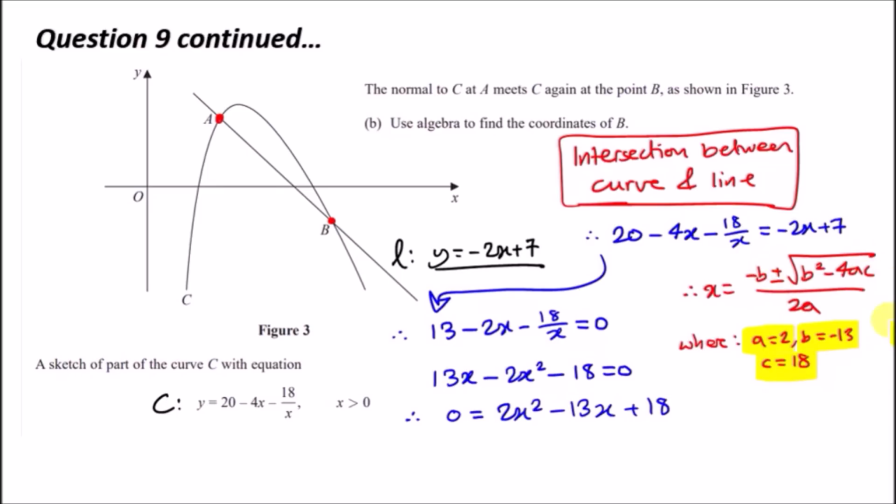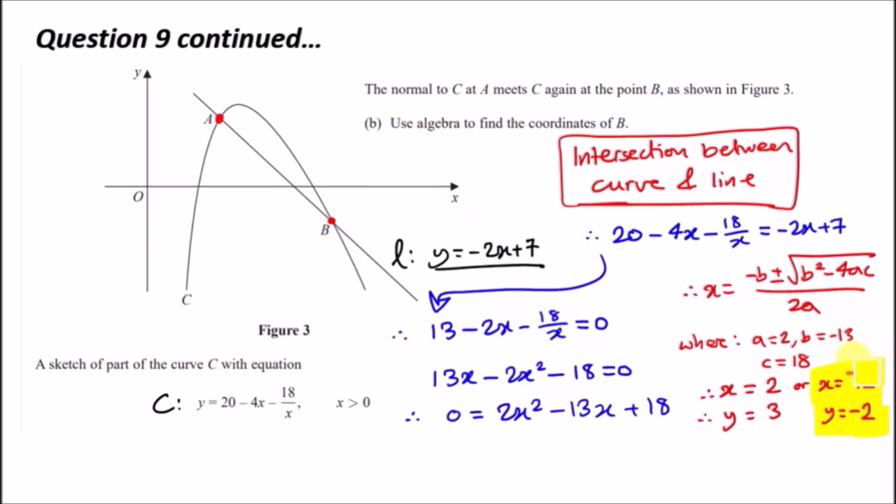So using the quadratic formula where a is 2, b is minus 13, and c is 18, plugging in the necessary values, you should get an x value of 2, which represents the coordinate a, because of course it's intersecting, and another x value of 9 over 2, which must represent b, because 9 over 2 is what? 4.5, which is of course more to the right.